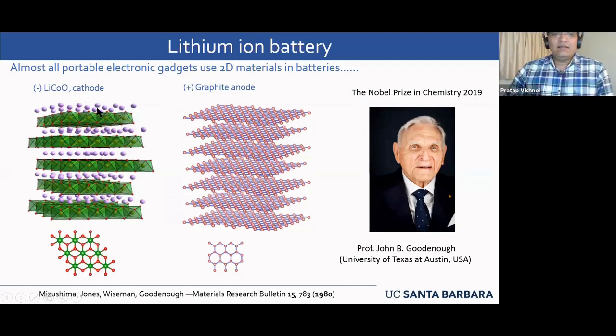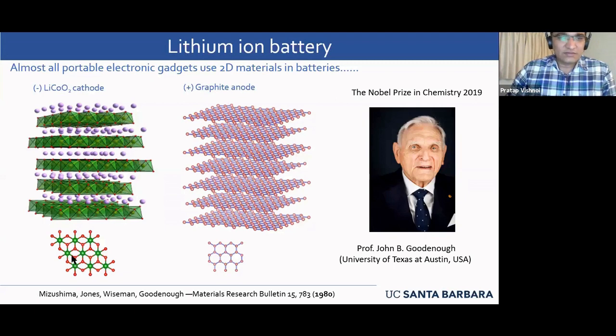And all these devices are powered with that. This has been recognized by the Nobel Prize Committee last year in chemistry. He got the Nobel Prize 40 years after the discovery of this material. He happened to be the oldest person to get a Nobel Prize, at the age of 97 years, and he is working even today. Well, let us see how it works.